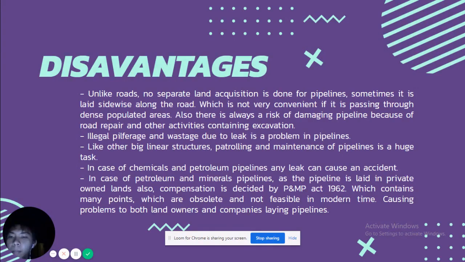Secondly, illegal pillage and wastage due to leaks are a problem in pipelines. Like other big linear structures, patrolling and maintenance of a pipeline is a huge task. And the things that go through the pipeline are chemicals, and the chemicals can create a lot of problems, like chemical accidents through pipelines, causing problems to both the plant owner and the company laying the pipelines, and the compensation for those is huge. So despite its cutting-edge technology, pipeline transportation still cannot be a perfect replacement for the original means of transportation. Thank you for listening.